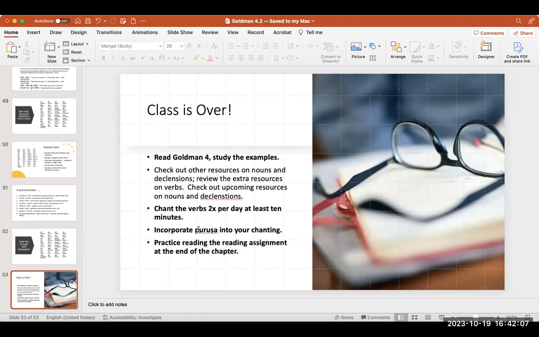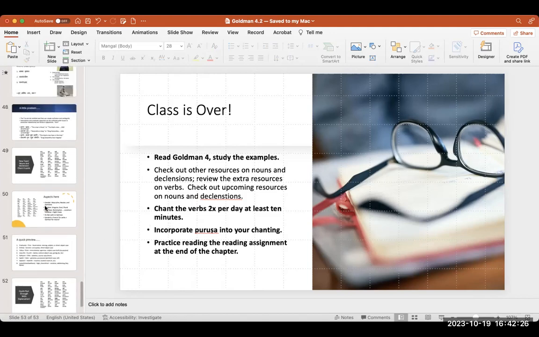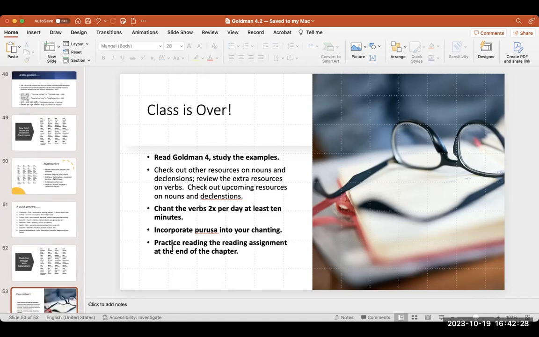I want you to continue to chant the verbs twice a day, at least 10 minutes. If possible, I want you to do vad and bhāṣ, but also incorporate as, the paradigm we learned today. And if you want, you can try becoming more familiar with puruṣa, but I don't really have a song for it yet. We'll get there.